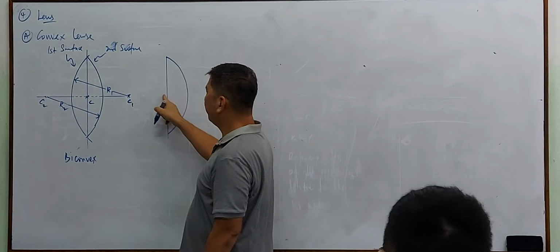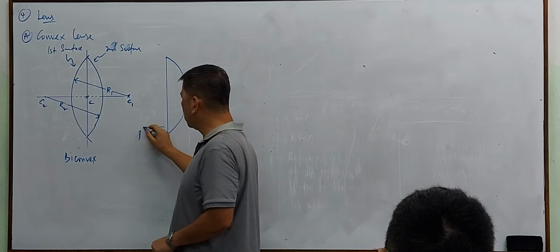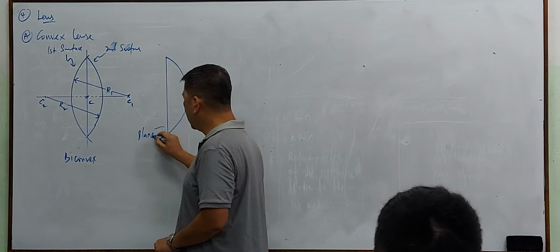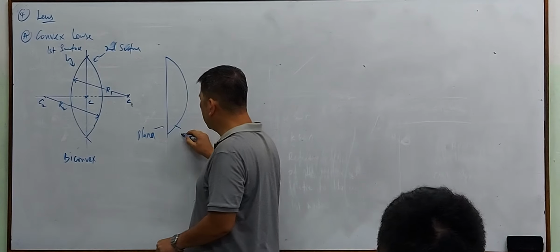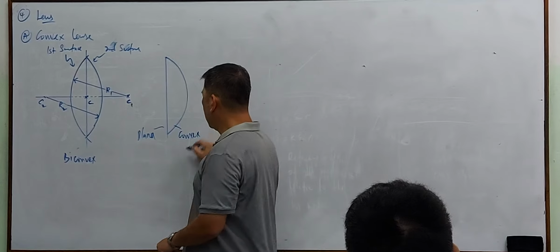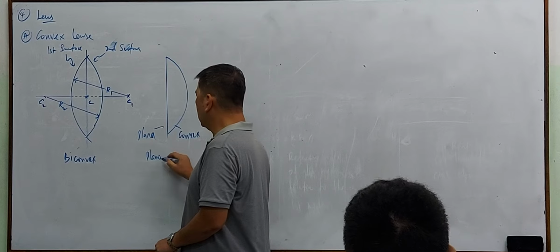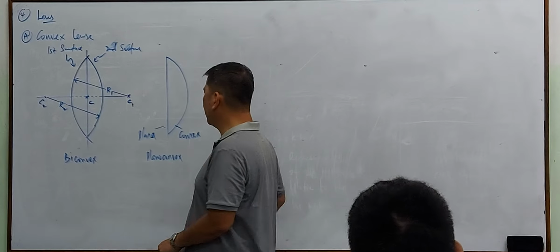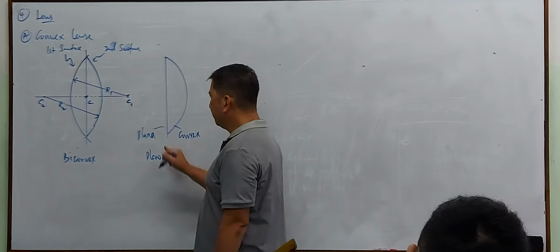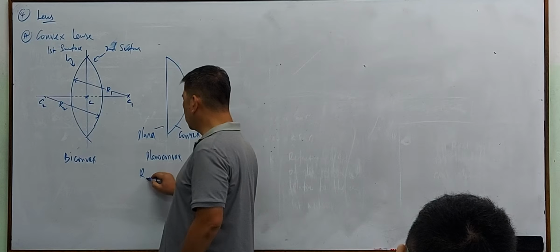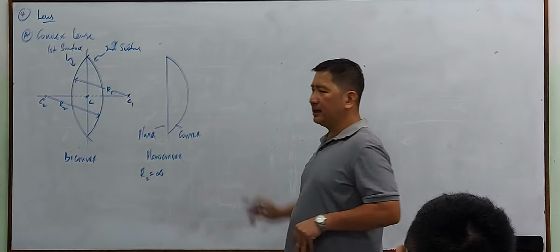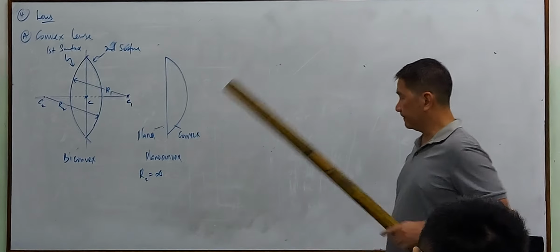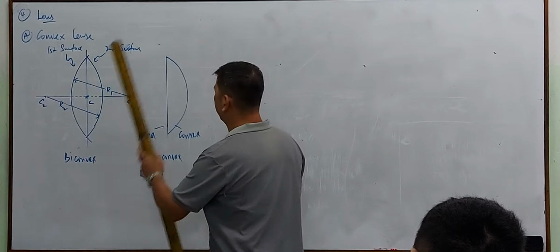So this one is flat. Flat we call plano. Plano actually in Greek is called plano, and this one is convex. So we have plano, convex lens. Okay, plano, convex. So plano on that side, your R2 is normally equal to infinity. R1 any value that is positive. Okay, that one is the convex.